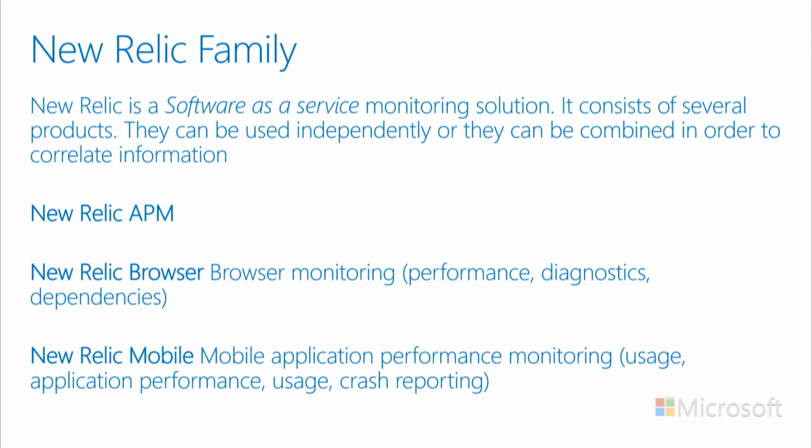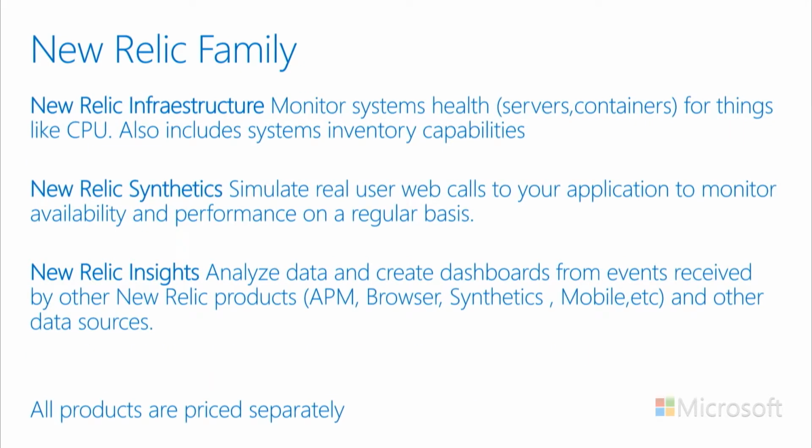APM. There is also New Relic Browser. That's a browser monitoring tool that allows you to see your performance, diagnostics, and the dependencies that are being called from your browser in your application. There is also New Relic Mobile that can track mobile application performance, usage, crash reporting, etc. There is New Relic Infrastructure that monitors your system health, like your servers and your containers, for things like CPU, disk usage, etc. And it also includes some system inventory capabilities, for example, if you want to know what is installed in each of the systems.